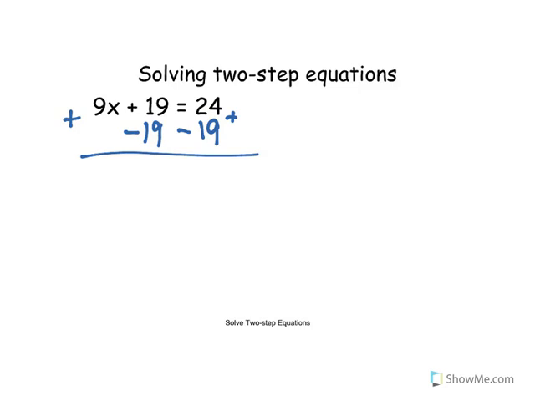So what's 19 plus negative 19? It's 0. We did our job. We eliminated it. What's 24 plus negative 19? It's 5. And we bring down our 9x. Let's rewrite. 9 times some fraction is equal to 5. How can we find out what fraction that is?